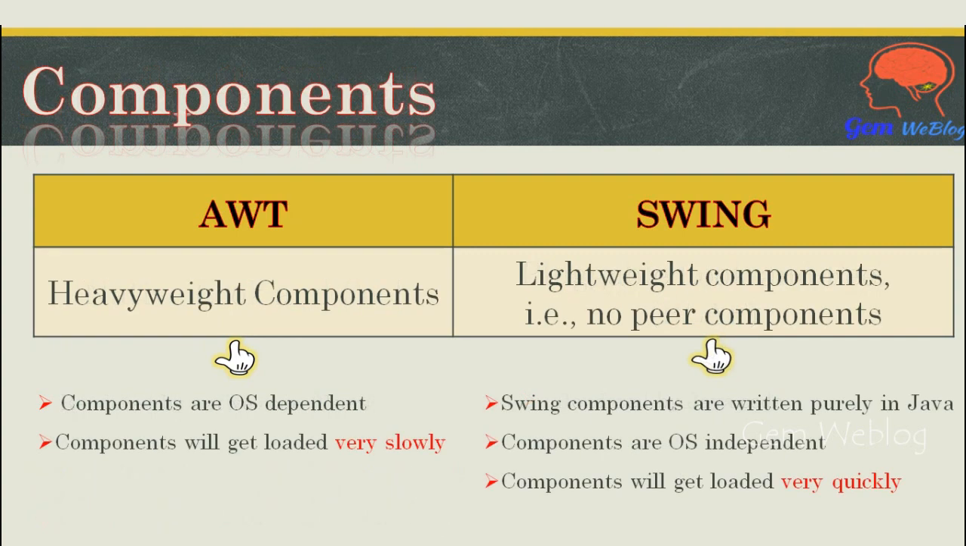Now we will compare AWT and Swing with respect to components. Each and every component in AWT is a heavyweight component. That is, they are pure components because the components are OS dependent. Since they are heavyweight, the components will load very slowly. Now with respect to Swing, they are lightweight components. They are not pure components. They are written purely in Java code, so they are OS independent. Since they are lightweight, the components will get loaded very quickly.